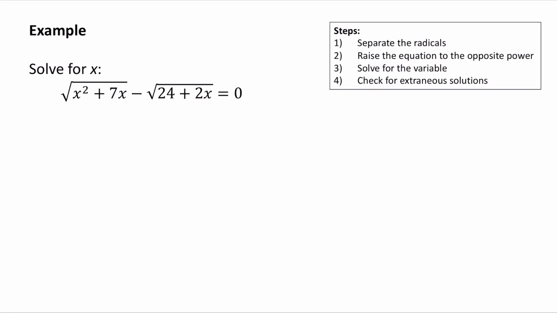So what we're going to do is take this radical term and move it over. Remember, whenever I move something to the other side of the equal sign, I have to do the opposite. So here I'm subtracting the square root of 24 plus 2x, so I'm going to do the opposite and add the square root of 24 plus 2x to both sides.